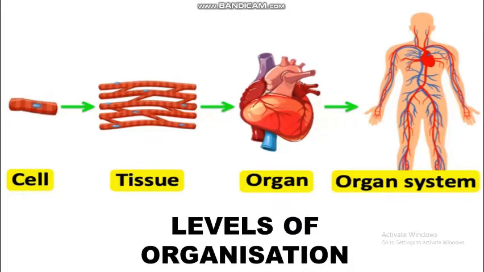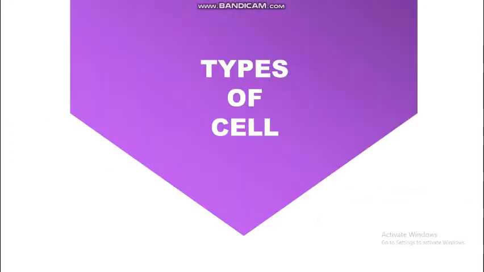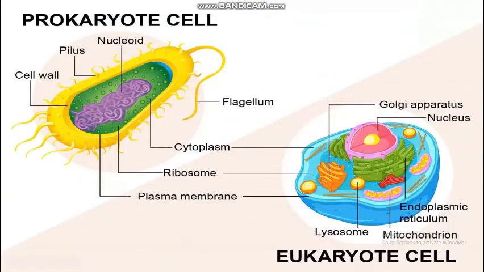Now, coming to the next topic, that is types of cell. There are basically two types of cell. What are they? Let us also see. They are mainly the prokaryotic cell and the eukaryotic cell.